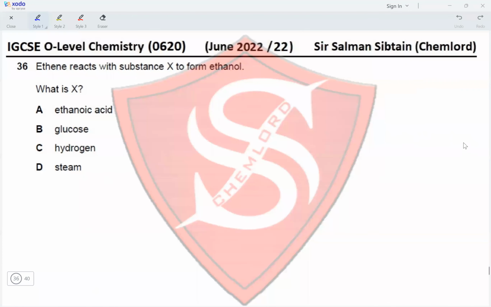Question 36. Ethene reacts with substance X to form ethanol. So this is the reaction of ethene with steam. So what is X? Ethene does not react with ethanoic acid. Ethene does not react with glucose. Ethene reacts with hydrogen to form ethane, not ethanol. And ethene reacts with steam to form ethanol. Therefore, option D is the correct option for this question.